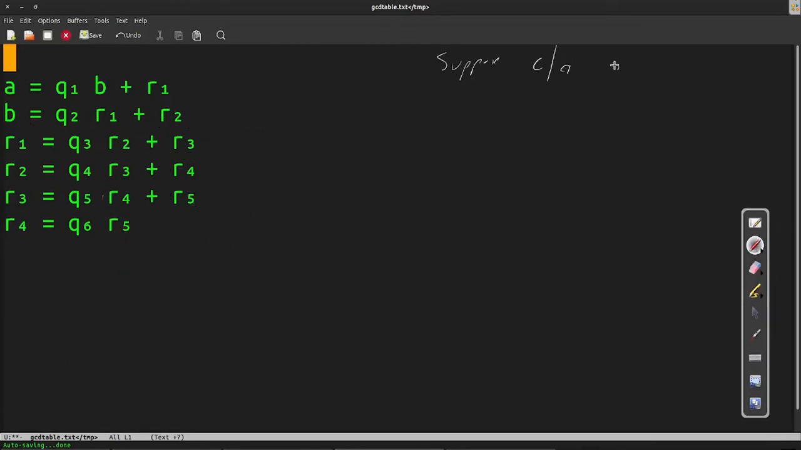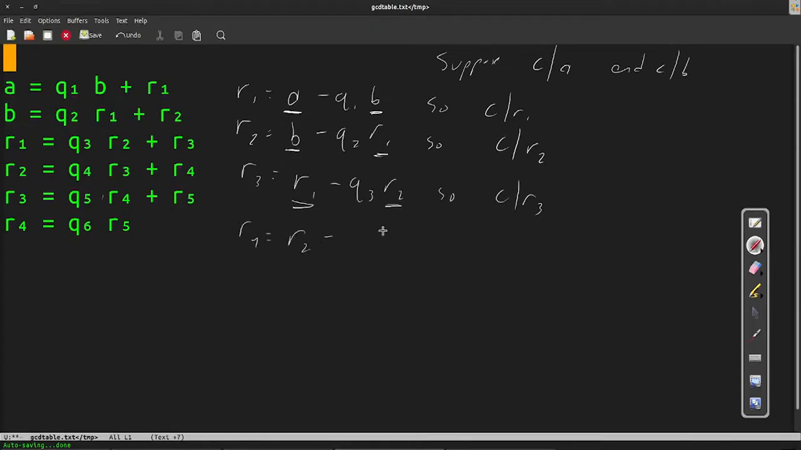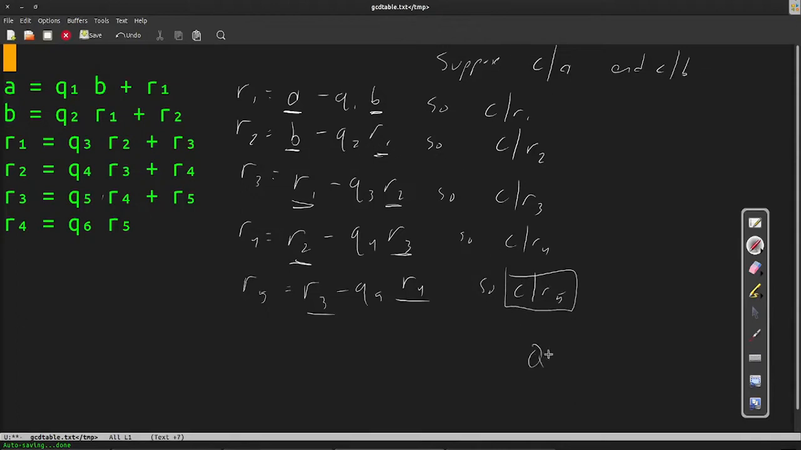C divides A and C divides B, so C must divide R1, which is the difference of A and a multiple of B. From the next line, we know C divides B and R1, so it must divide the difference, which is R2. We can follow that logic all the way down and conclude that C must divide R5. So any common divisor of A and B must divide R5. Thus, R5 is the greatest common divisor.